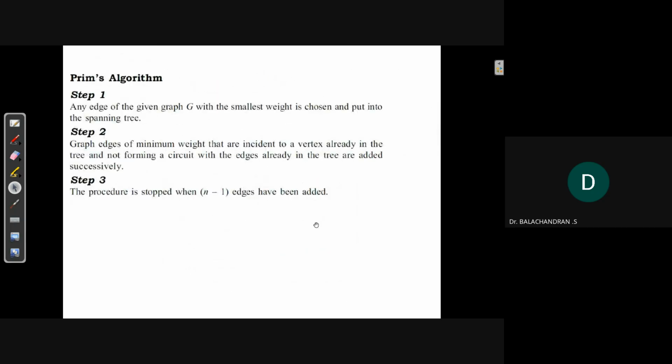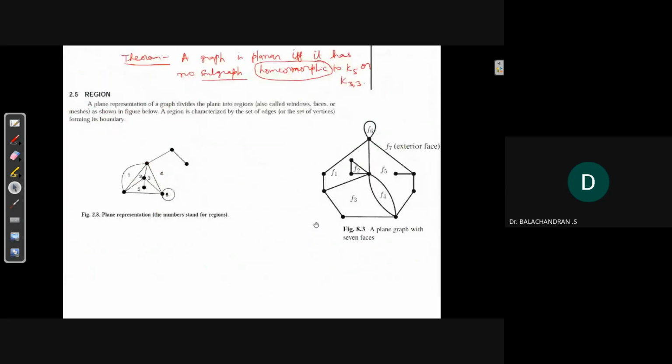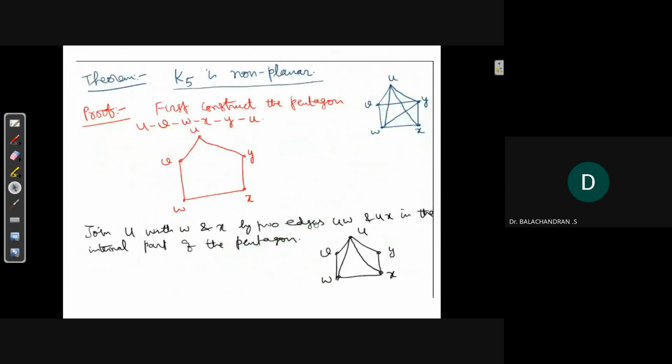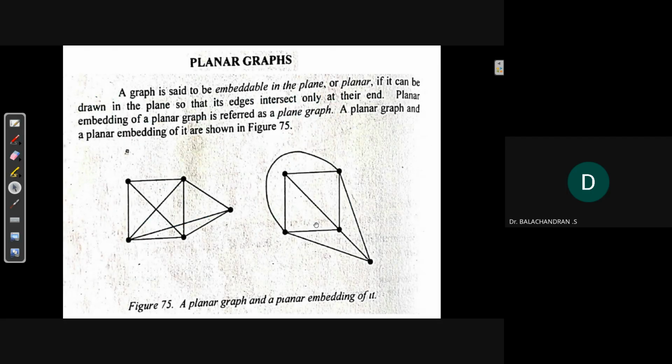Now next class I am going to start planar graphs. This is an important section. Maybe one or two classes are needed for planar graphs, and then I'll go to Prim, Kruskal, and Dijkstra. Okay, I'll stop here.